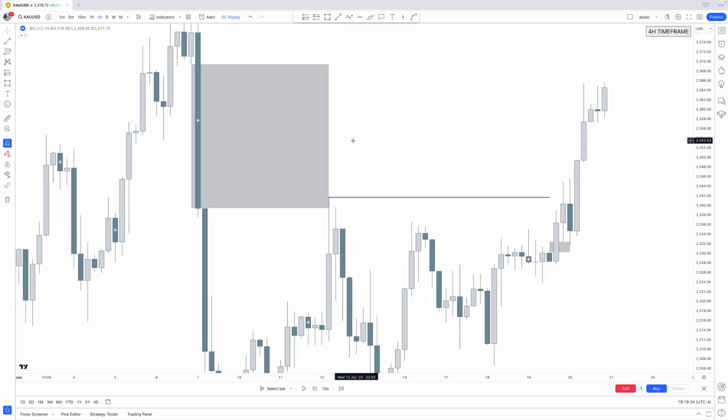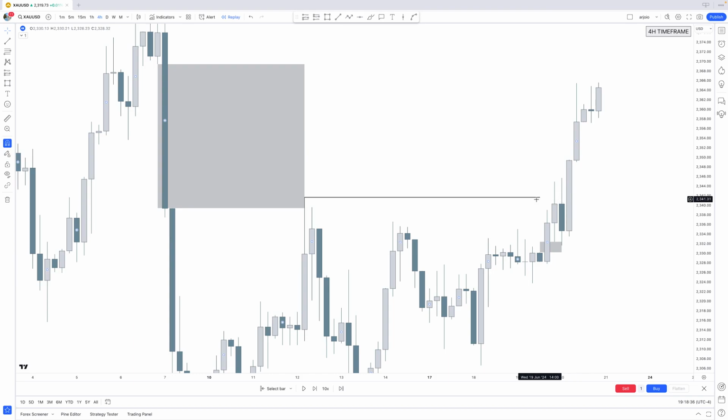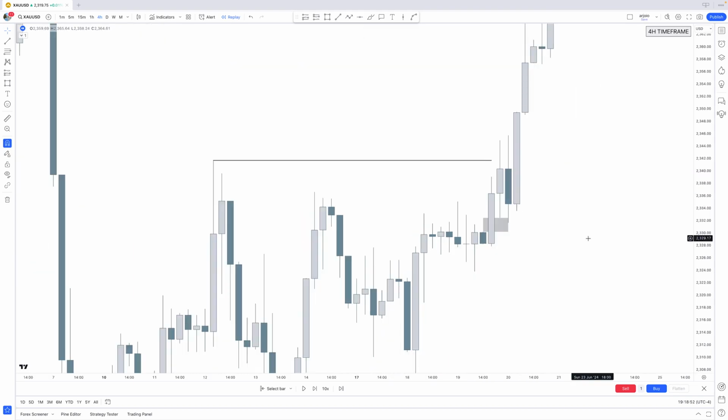Now, please pay attention to that unmitigated or mitigated opposing PD array detail because otherwise you lose a lot of accuracy. For example, we are reacting right here off the swing high, not the fair value gap right there. That's very important to understand. All right, so we have the opposing PD array right there.